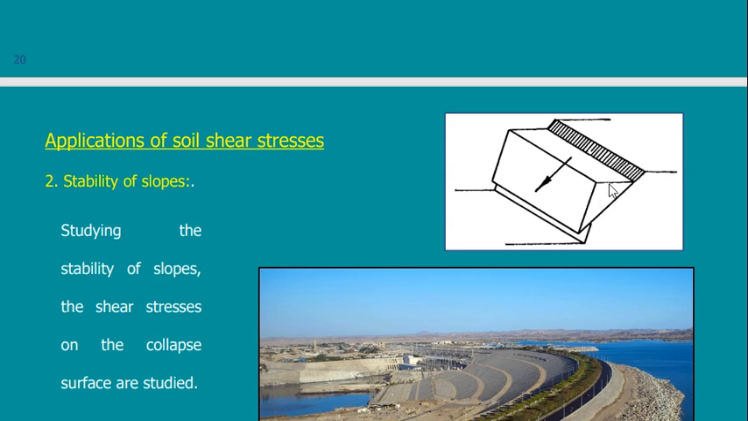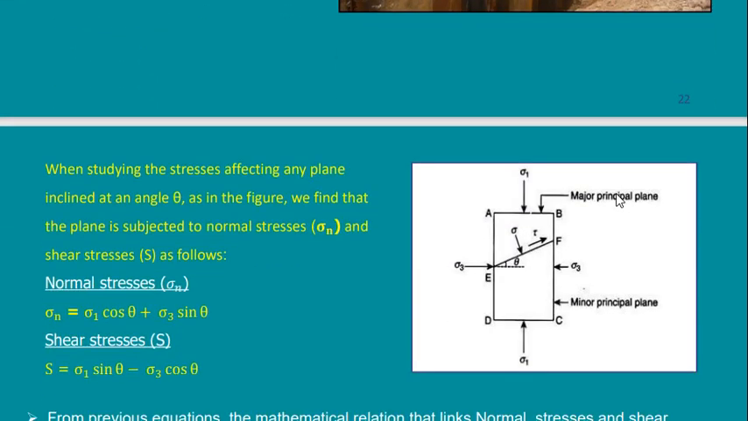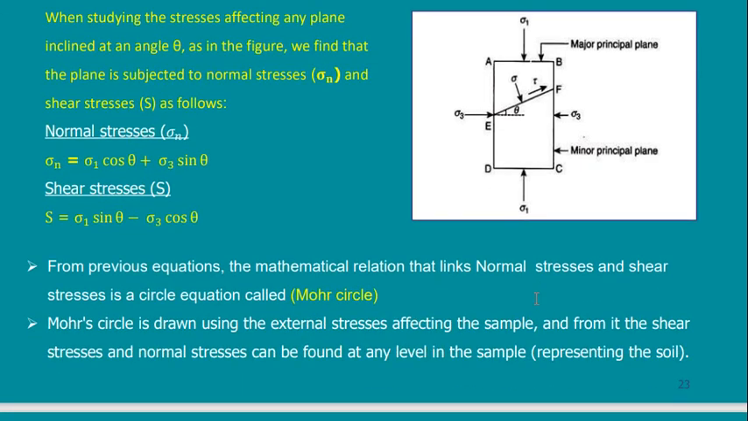The soil itself wants to be sheared like this. So if I put a wall, it will prevent this wedge from falling. So I'm preventing shearing stresses. Here we are going to study something that is very important.